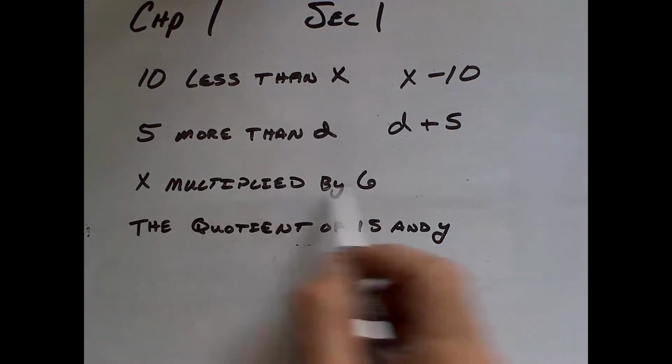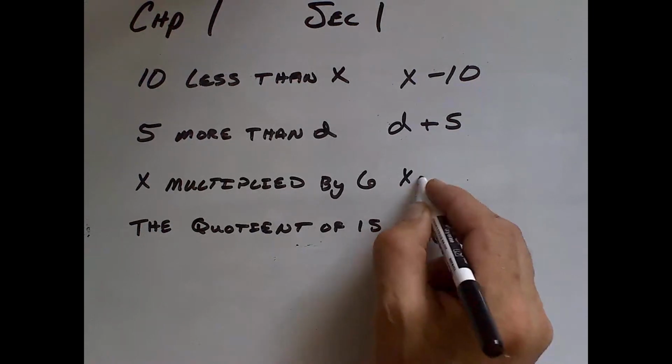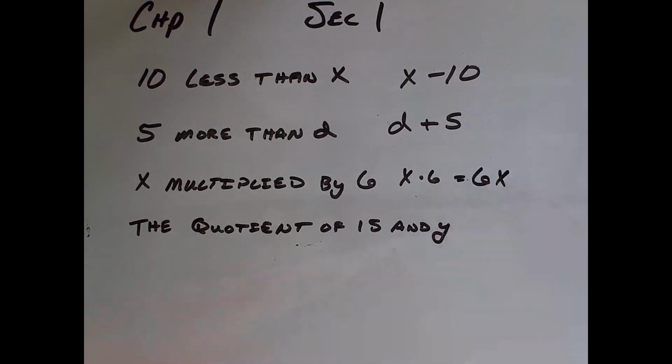x multiplied by 6. Now there's two ways we can look at this. We can say x times 6, or we can do 6x. All right? Same thing, we're multiplying x by 6.